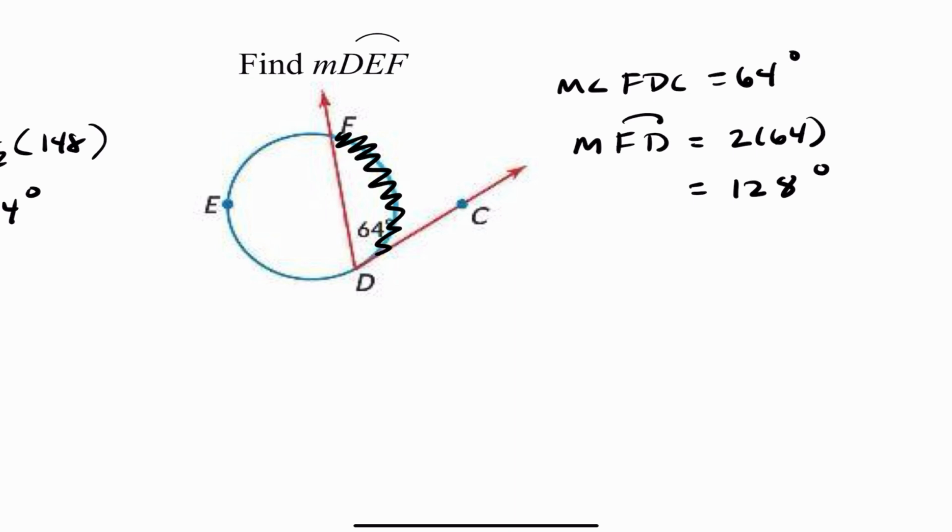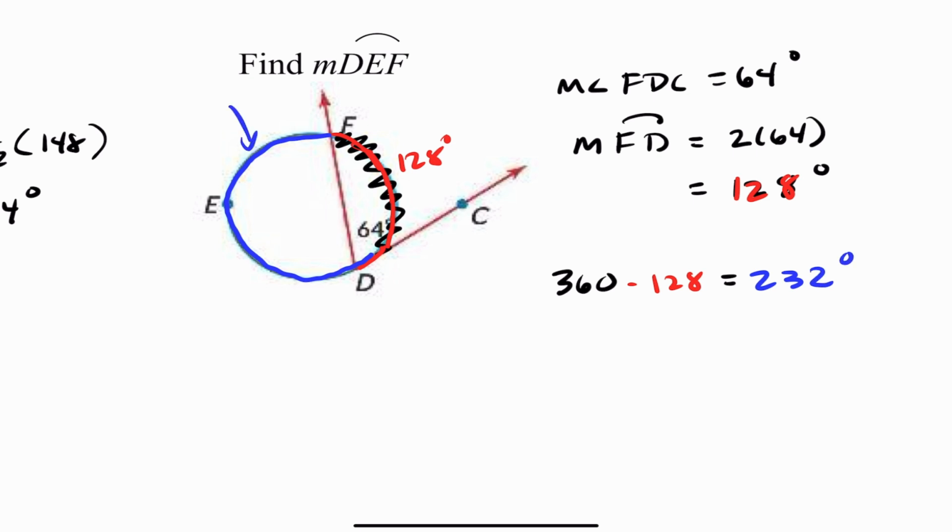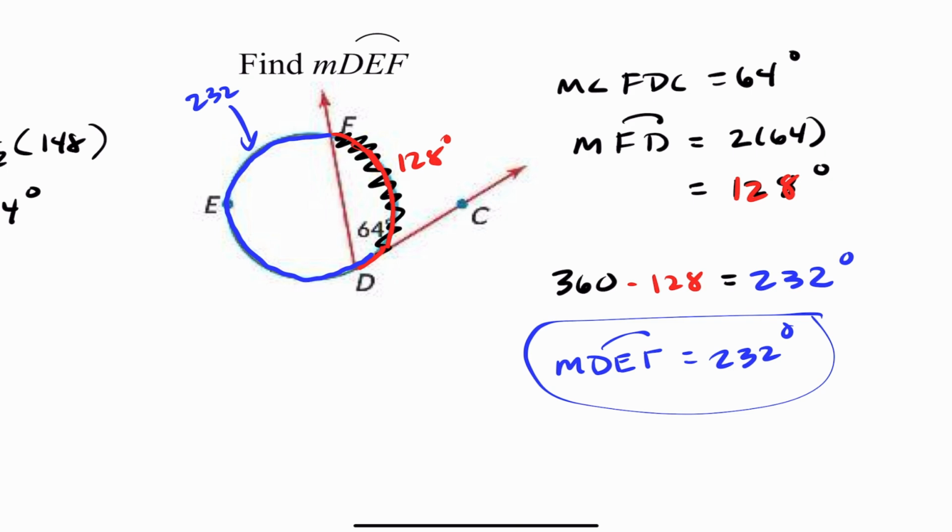So this arc is 128 degrees. So what is this arc? Well, we know a circle is 360 degrees. So I can go ahead and write 360 minus 128. And that's going to give you that blue arc, which is 232 degrees. So this is 232. Okay, so that's your answer. All right.